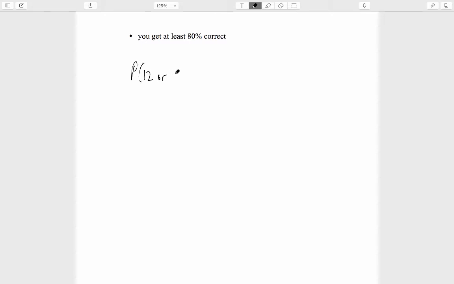Now we need the probability of 12 or 13 or 14 or 15 correct. There is no shortcut here for an exact answer to this question, although we will see some kind of a shortcut later in the course. We're going to have to do 4 separate computations.